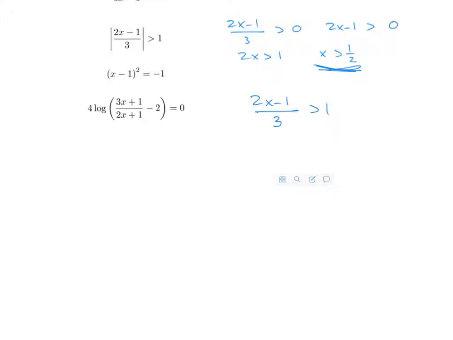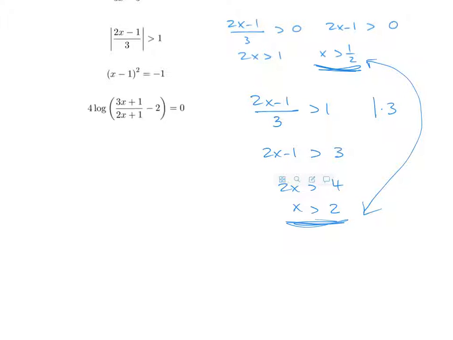Okay, and then I can solve this inequality, so I'm multiplying by 3 on both sides, so then 2x minus 1 is larger than 1 times 3, which is equal to 3, and then I have 2x is larger than 4, and then x is larger than 4 divided by 2, which is 2. And then we have to check which inequality is actually stricter. As we can see, if x is larger than 2, then automatically x is also larger than 1/2. So this one would be stricter. So our first solution would be that this inequality is satisfied for x larger than 2.